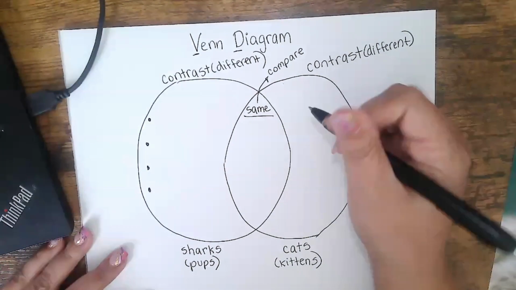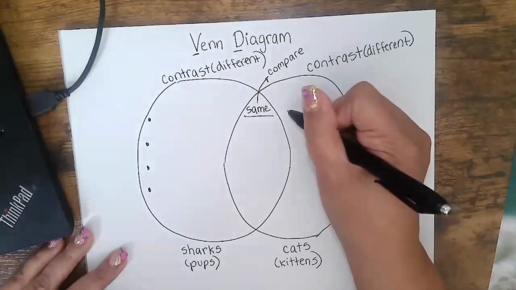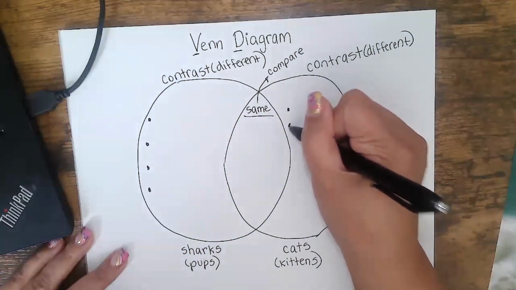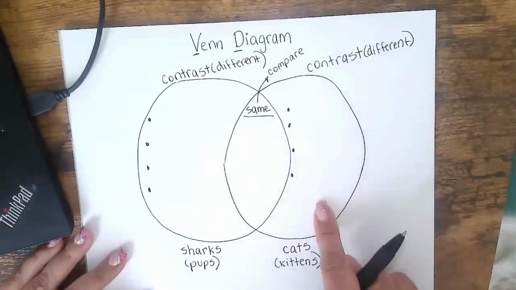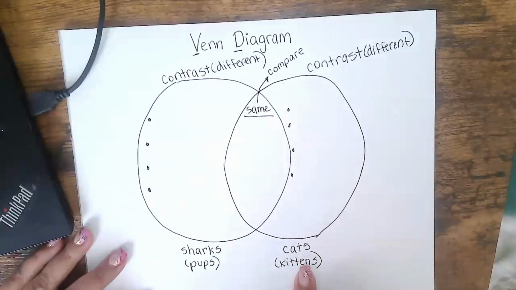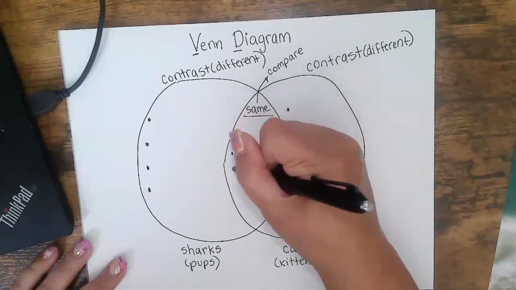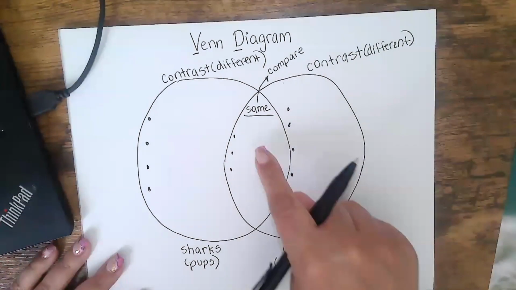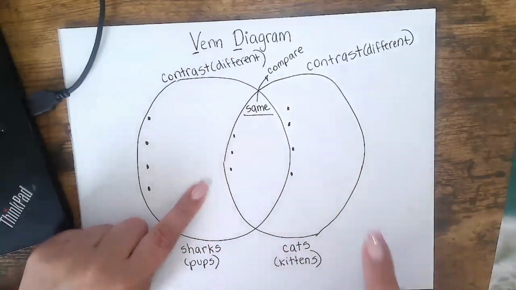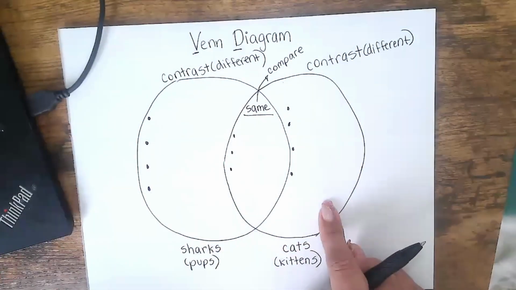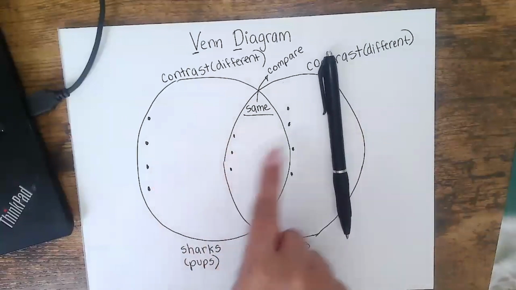We're going to write 4 things about sharks. And here we're going to write 4 things about cats or kittens. And in the middle, why don't we write 2 or 3 things? Let's do 3. Three things that are the same, that are true about sharks and true about cats. Let me pause so you can do the bullets. These are called bullets.